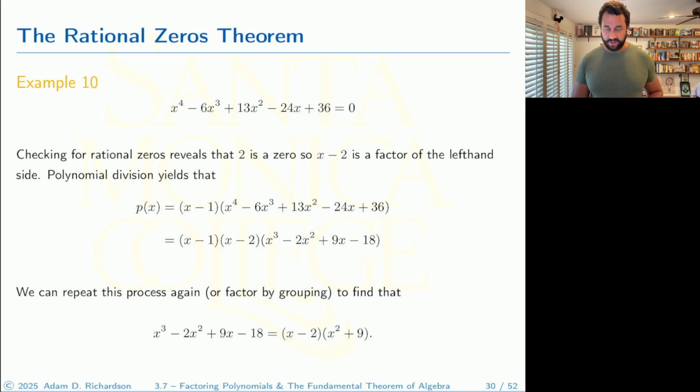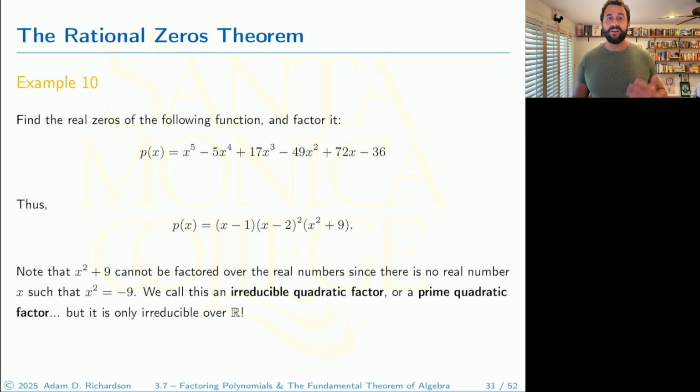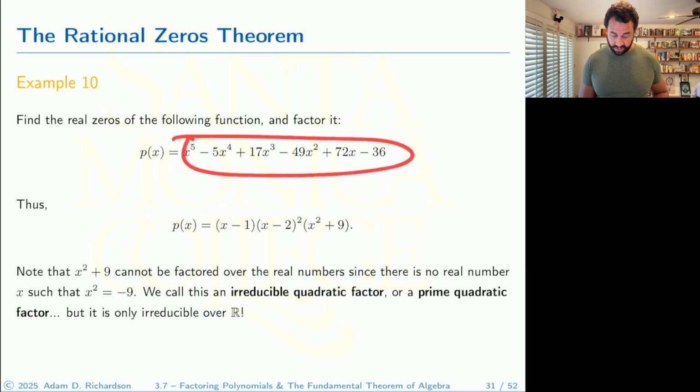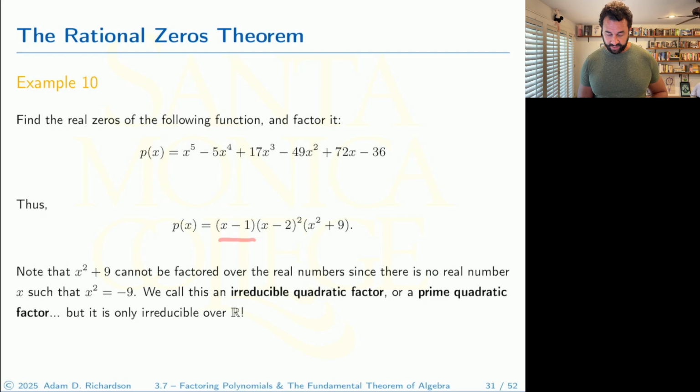Okay, now we are, I'll say, nearly complete. We're complete in the sense that we did find all of the real zeros. We just factored this function. We rewrote this polynomial as x minus 1 times x minus 2 squared times x squared plus 9. We have now factored this function over the real numbers, okay?